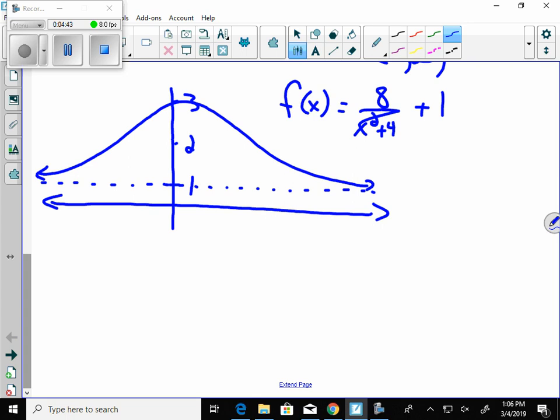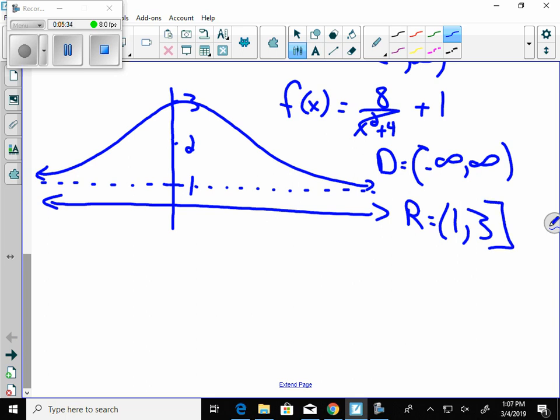So now my domain, my x values, they can just keep going on forever, right? So my domain is from negative infinity to positive infinity. Now the range. Look here, everything between, it can be 3, but it can't be 1, right? So it's going to be everything in between, so that's up to but not including 1, but then up to and including 3. Okay?